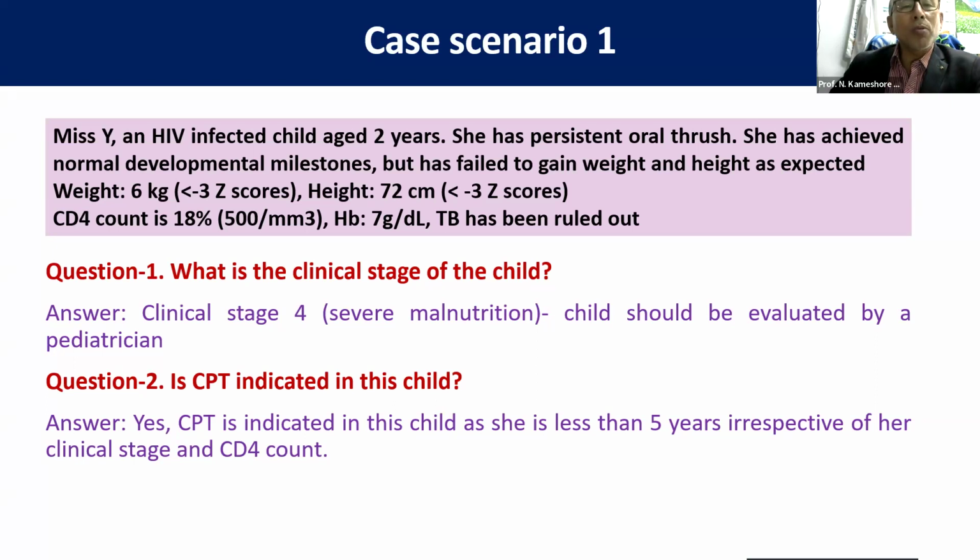What is the clinical staging of the child? No doubt, because of severe malnutrition, it is clinical stage 4. And as the child has severe malnutrition, she should preferably be evaluated by a pediatrician. The second question is, is CPT indicated in this child or not? Yes, CPT is indicated in this child because the child is less than 5 years. If the child is less than 5 years, irrespective of the clinical stage and CD4 count, we have to give CPT prophylaxis, that is cotrimoxazole preventive therapy.